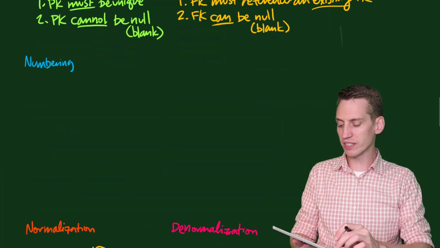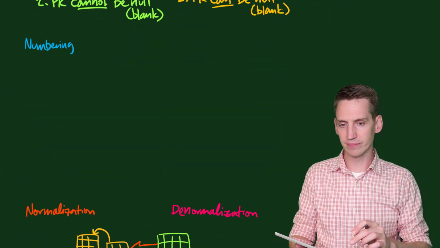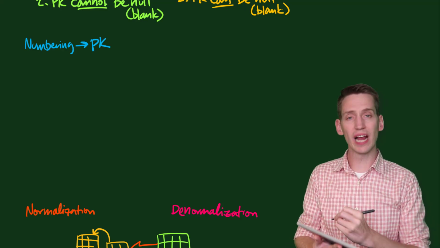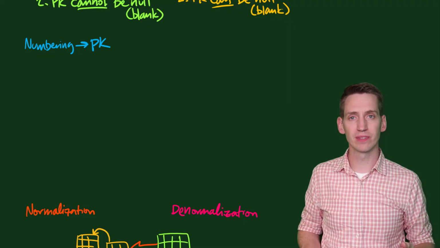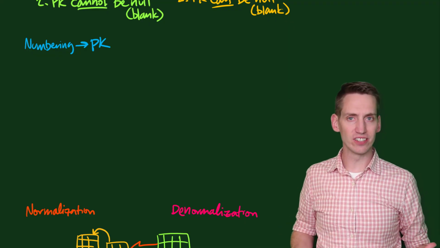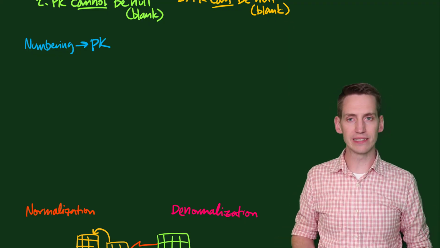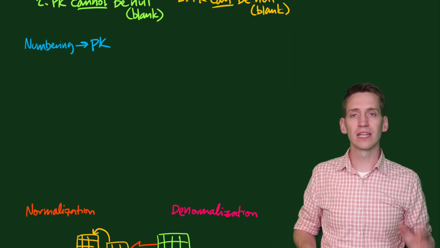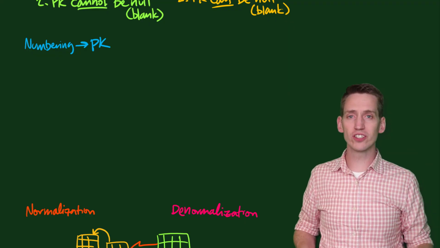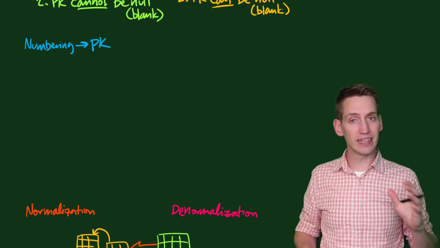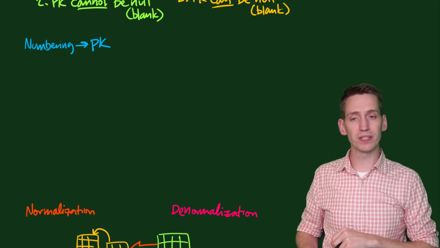I want to take a moment and talk about numbering. When we talk about numbering, numbering relates to how we choose primary keys within our system. The unique identifiers that we're going to use to identify objects or people or places or things. So with numbering schemes, there are 4 major types of numbering schemes that we're going to come across as we interact with data. And each of them serves a different purpose.